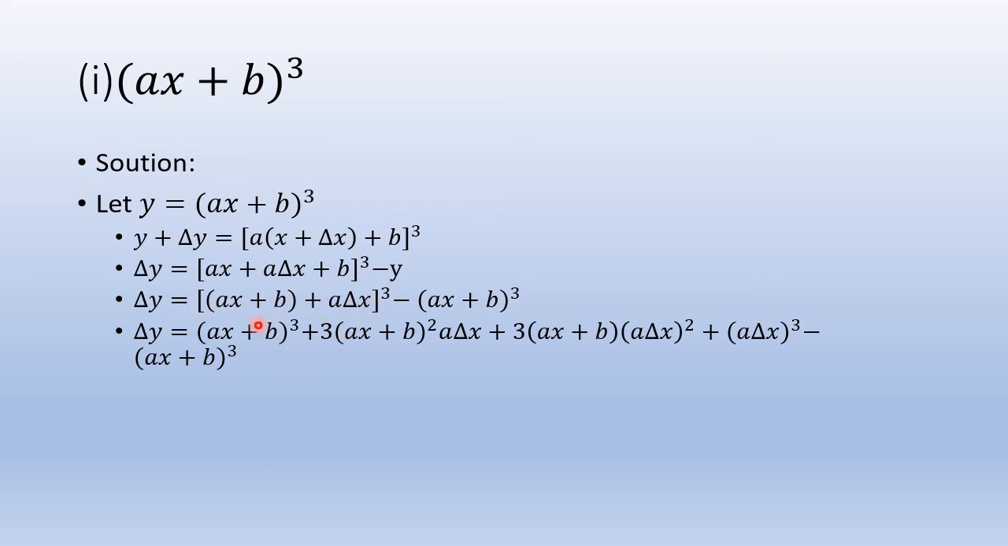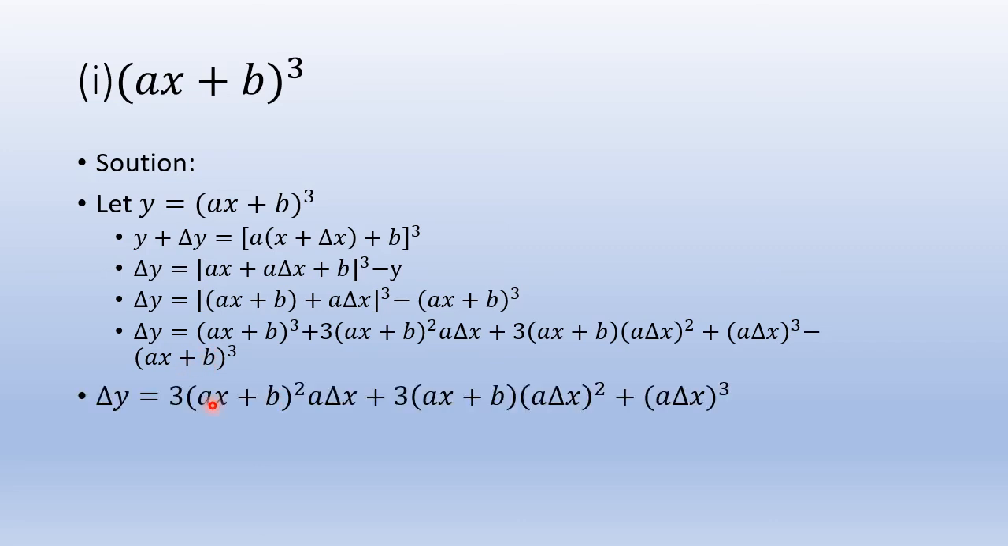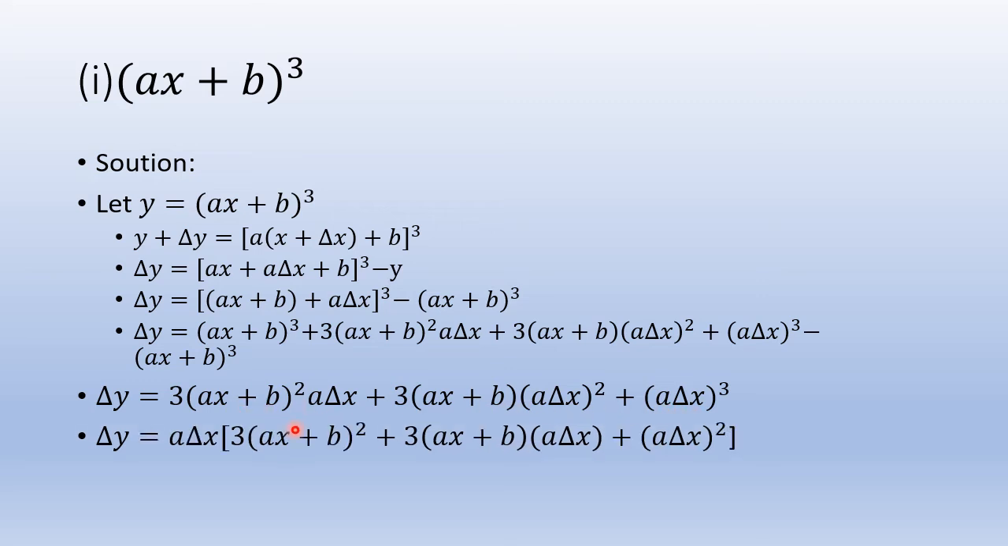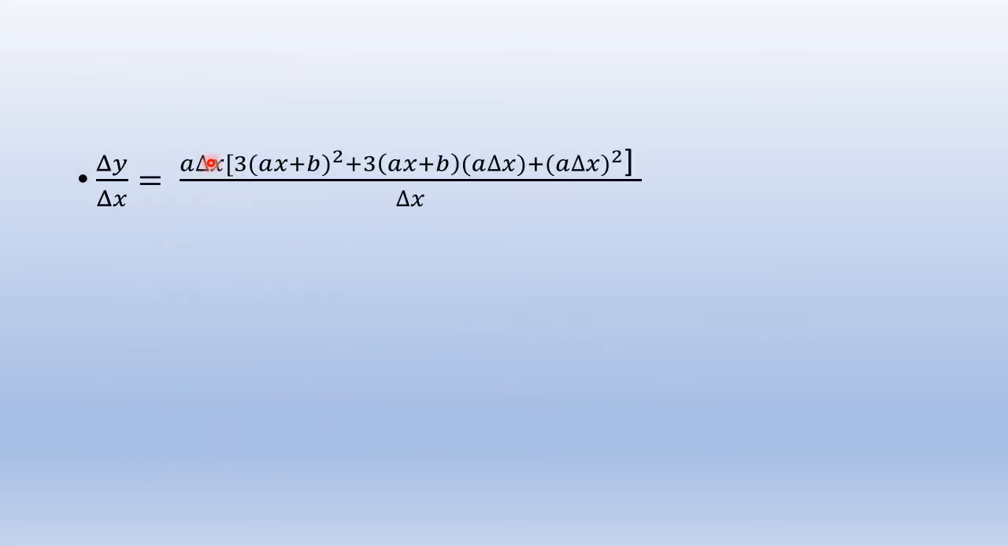What is the next step? Cancel these two terms, ax plus b whole cube and minus ax plus b whole cube. These two got cancelled and we are left with these. You can see there is a del x in every term. Take this a del x common. What is the next step? Divide both sides by del x. Here it is. This del x, divide both sides by del x, and then this del x got cancelled.